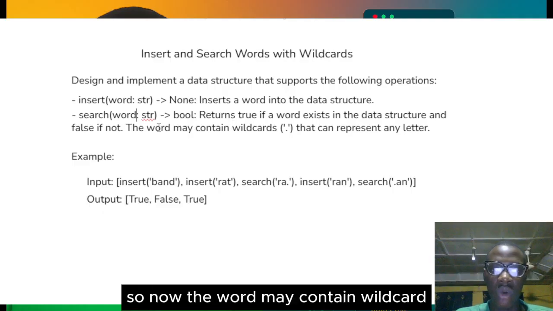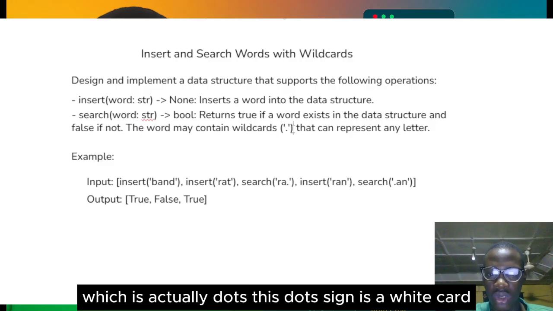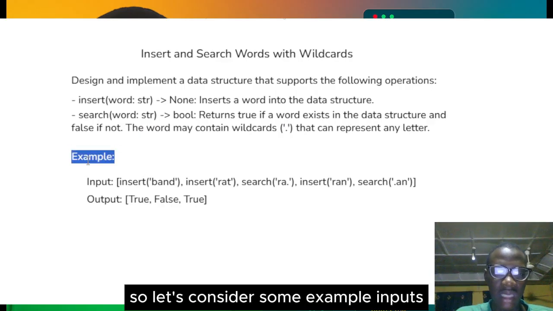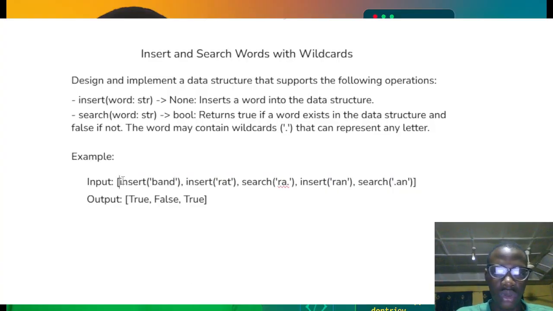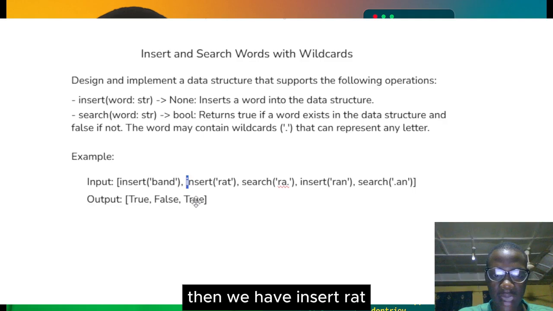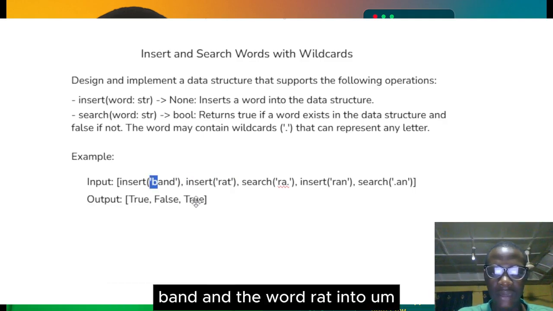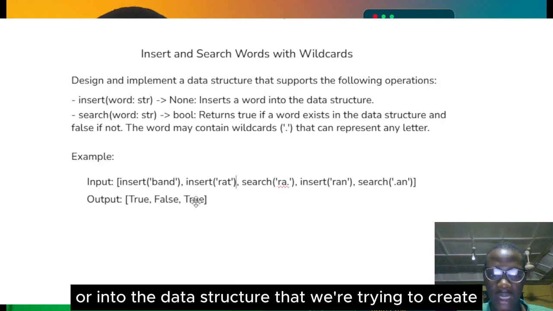Now the word may contain a wildcard, which is actually a dot. This dot sign is a wildcard, and this wildcard can represent any letter. So let's consider some example inputs. The first one we have is insert band. Then we have insert rat. So we are trying to insert the word band and the word rat into the trie, or into the data structure that we are trying to create.